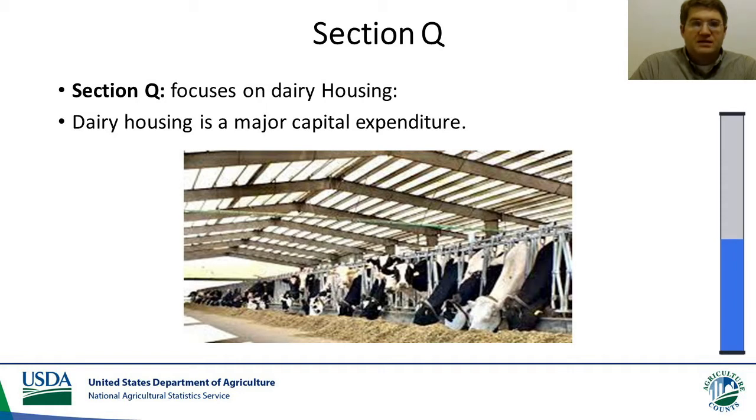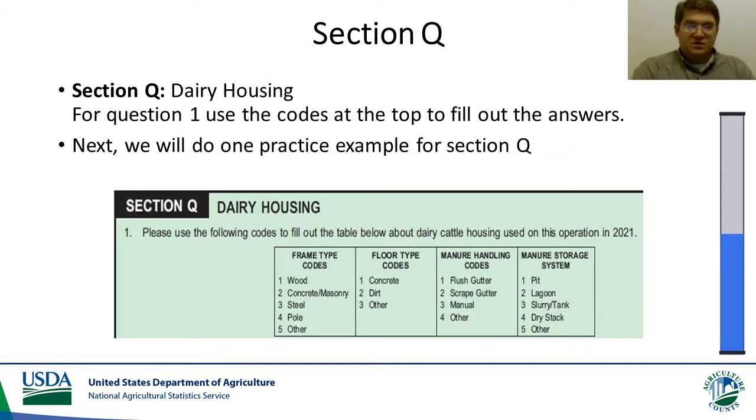Farmers do not pay this amount each year, but when they purchase housing facilities, they amortize or gradually write off the cost over the life of the facilities. USDA estimates a capital cost based on the estimated replacement cost of all the capital assets used in the dairy operation. For question 1, use the codes at the top to fill out the answers.